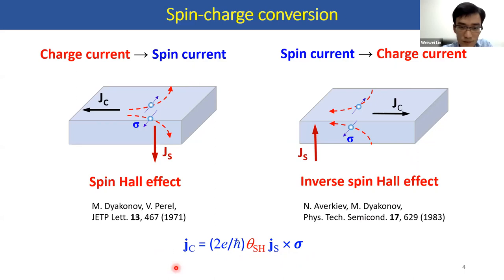So now we talk about the spin Seebeck effect. The spin Seebeck effect is one of the important approaches to generate pure spin current. For example, we can use YIG, a ferromagnetic insulator, attached to a metal. We apply a temperature gradient vertically and apply a magnetic field in plane and measure the transverse voltage.